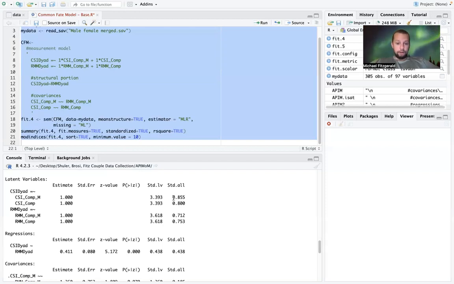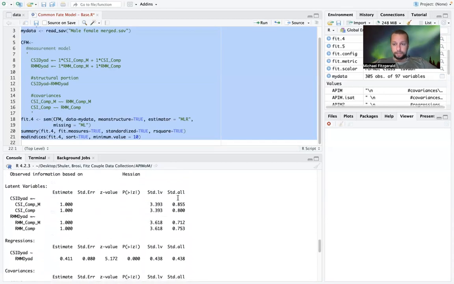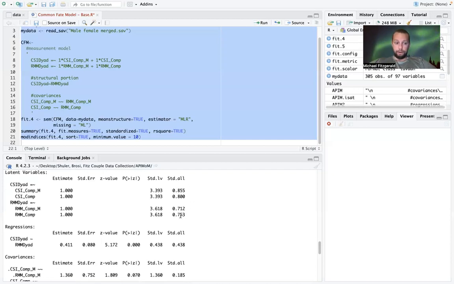And so if these are lower, say 0.60, that means we might want to switch to a latent congruence model, or we want to model individual variability within the common fate model. And there's another video that I've uploaded that talks about modeling individual parameters within the common fate model. So that's a long-winded explanation for why we want to pay attention to these standardized factor loadings. We really want them above 0.70.